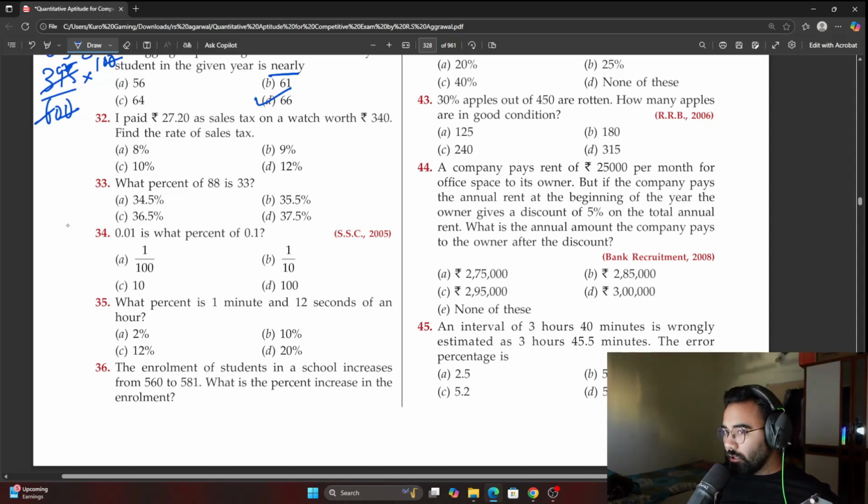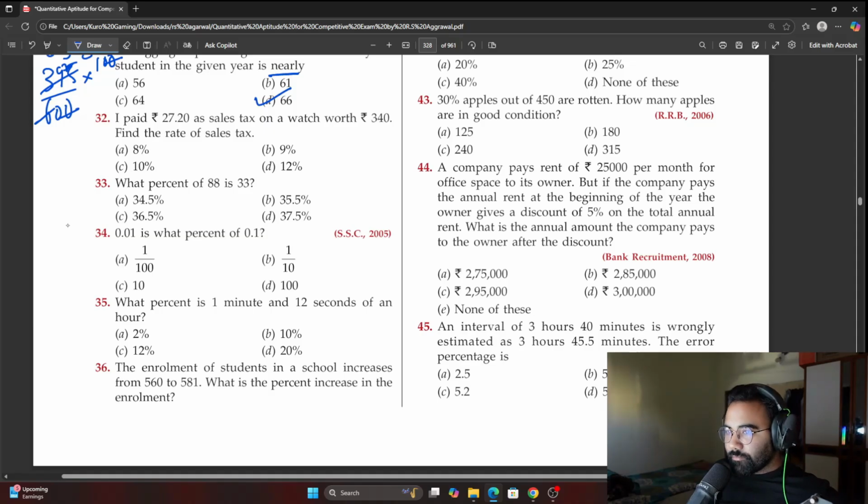Let's go for 32. I paid 27.20 as sales tax on a watch worth 340. Find the rate of sales tax. Okay. Again, we'll use that formula, part upon whole. But there is one relation that I want to show over here.